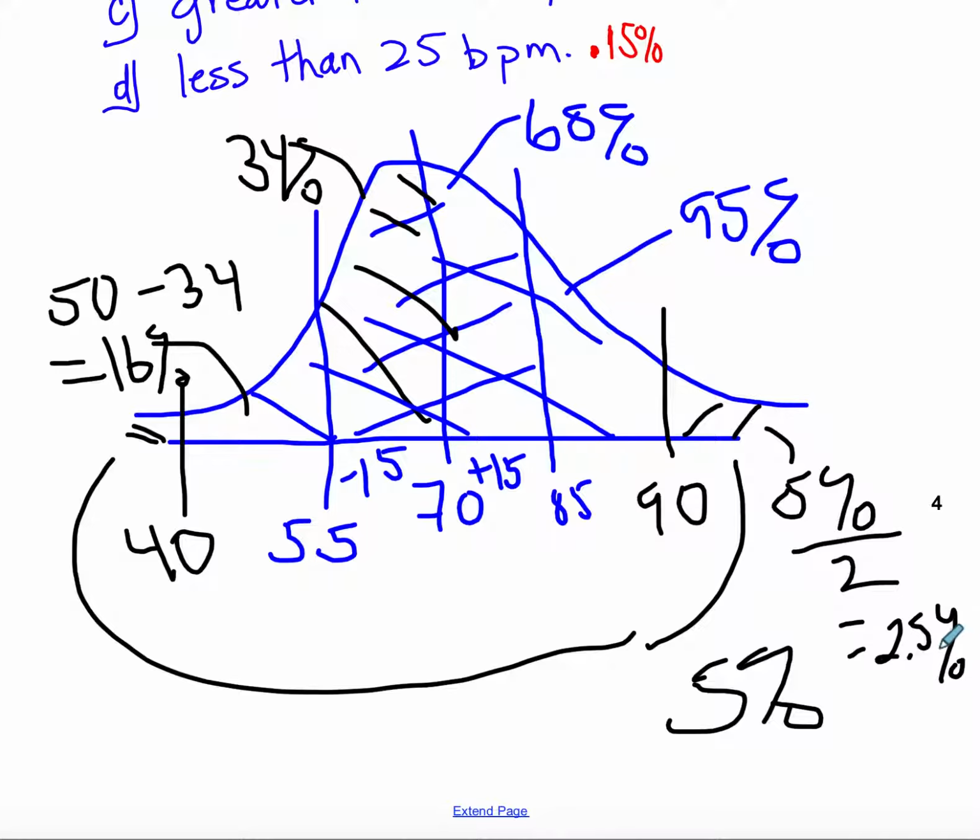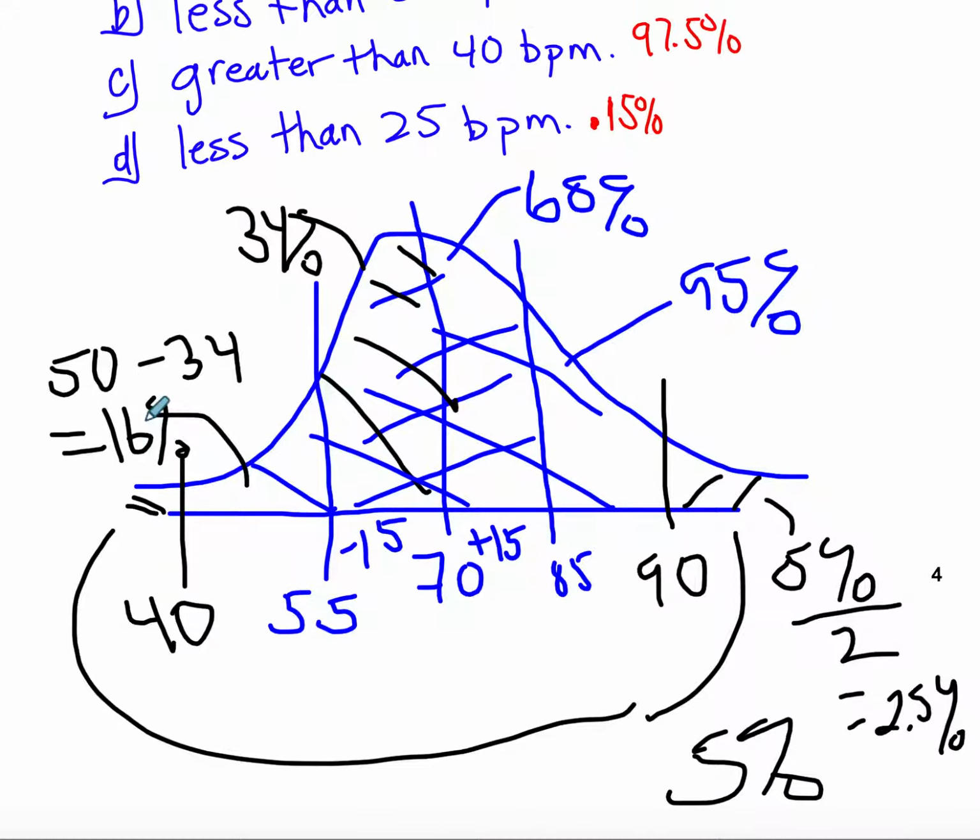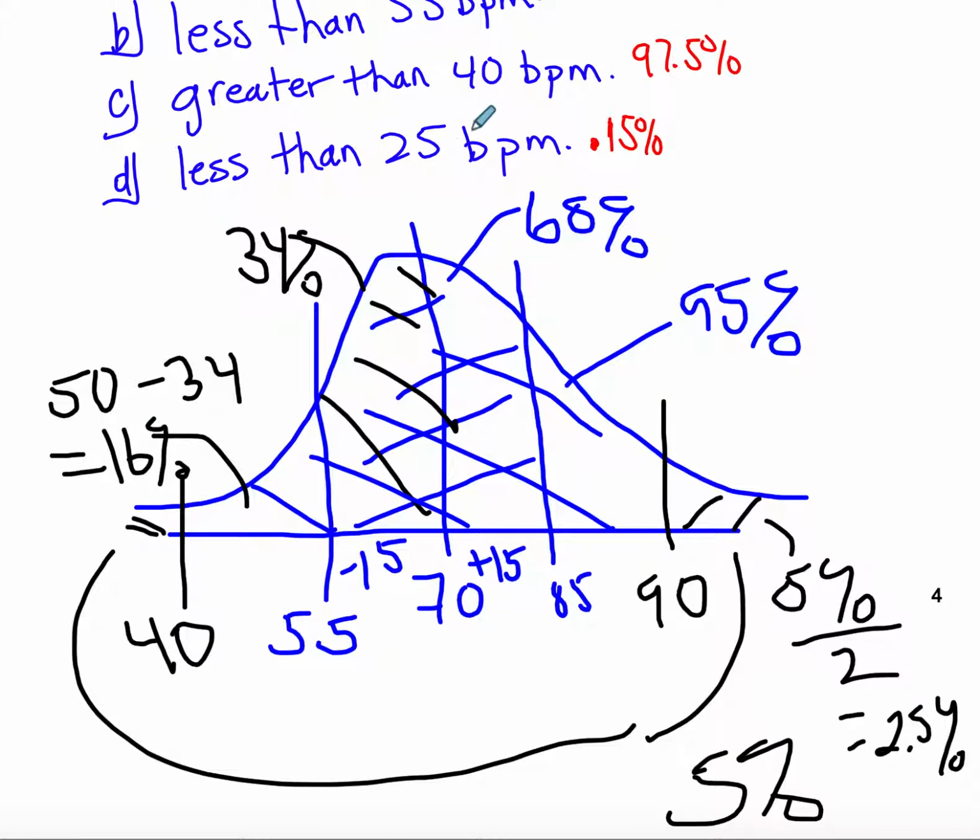And if this is 2.5% here, this is also 2.5% here. Now the question was, how much is greater than 40 beats per minute? So 40 is this whole 95 plus the 2.5. So 95 plus 2.5 is where we get the 97.5, because we did 95 and then we added 2.5.